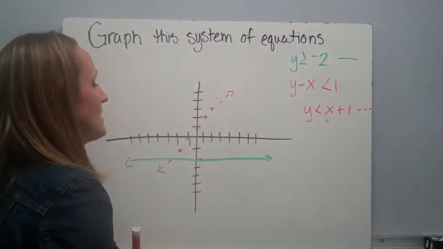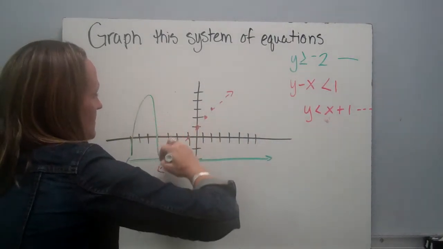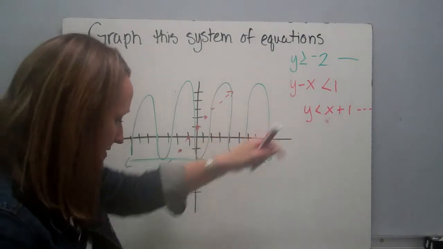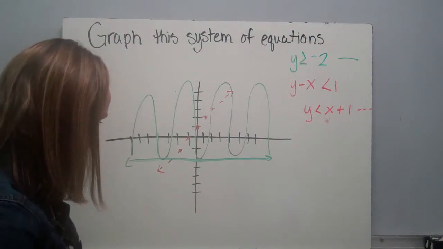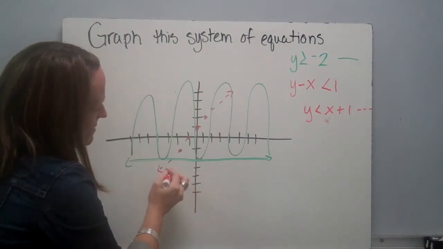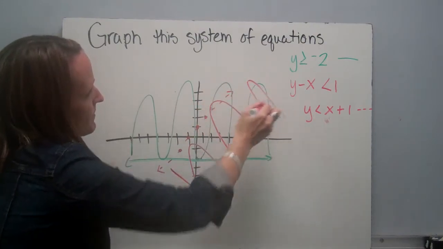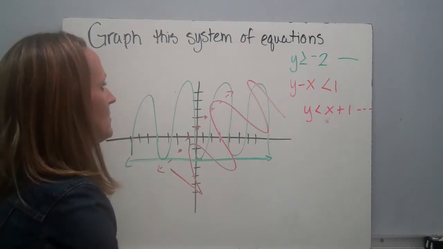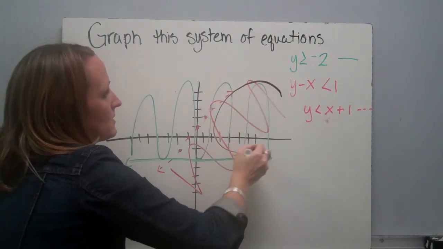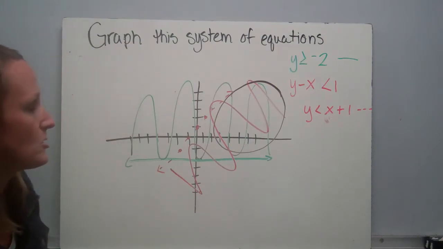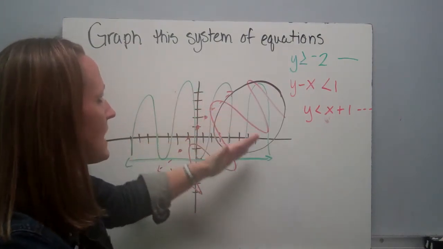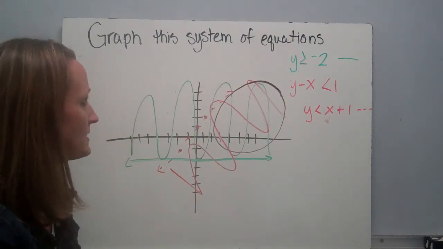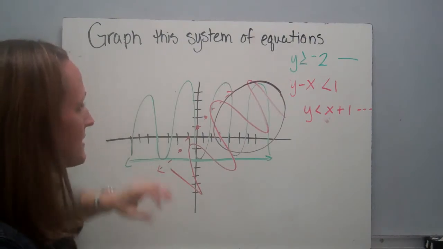This is greater than, so I know that all of this is going to be shaded. And this one's less than, so I need to shade over here. So our answer would fall right in here in our solution, because this is less than my red but greater than my green. Okay, so it does end up being kind of a scribbly mess when you get done.